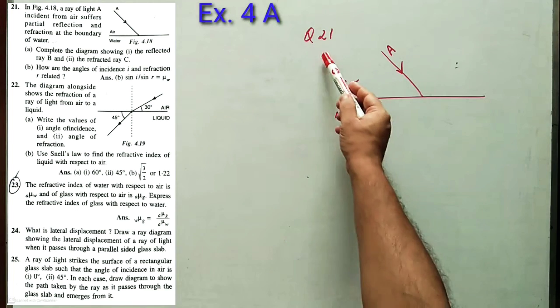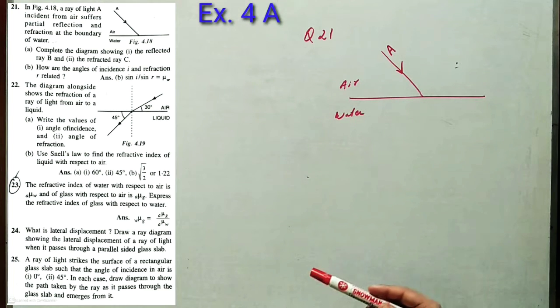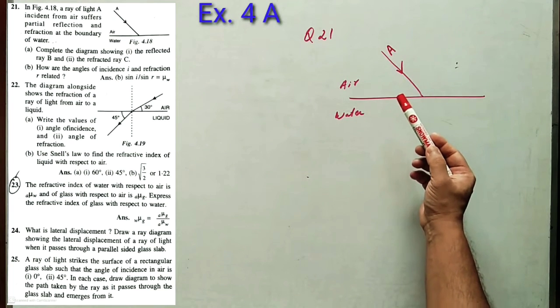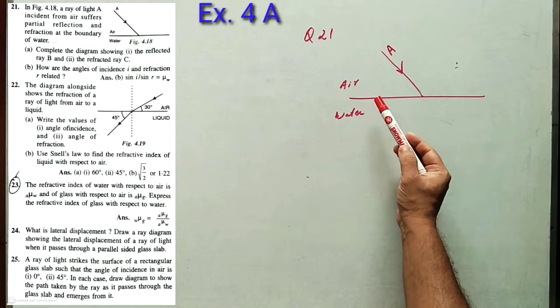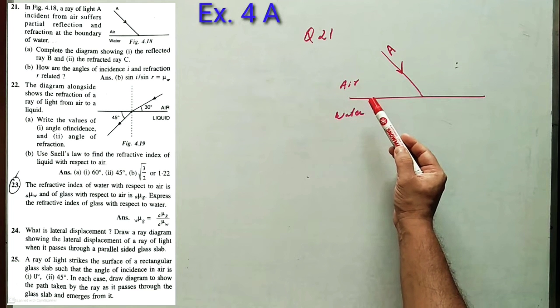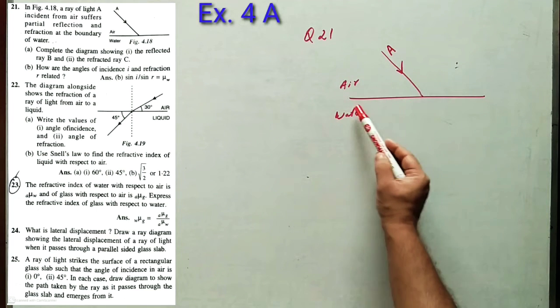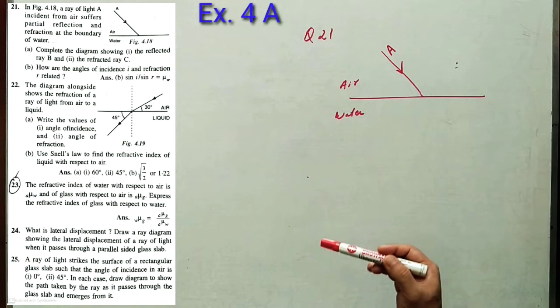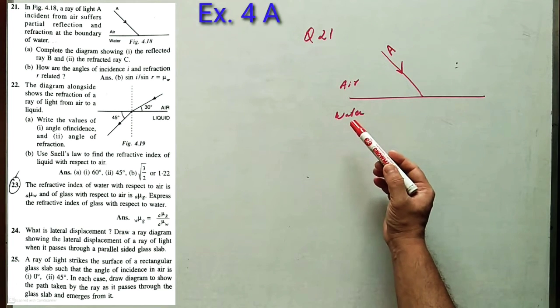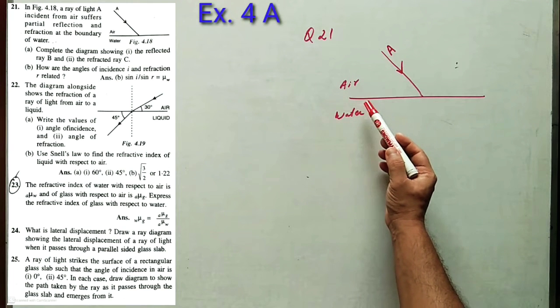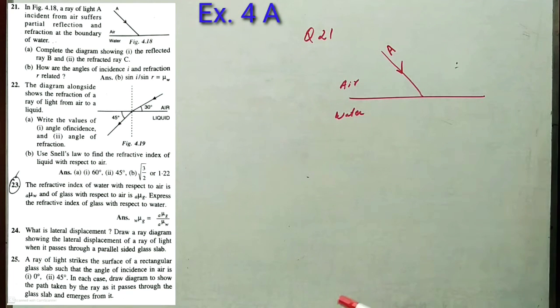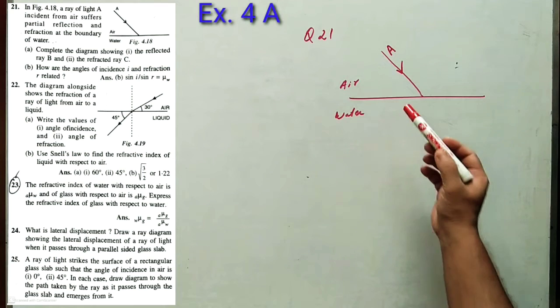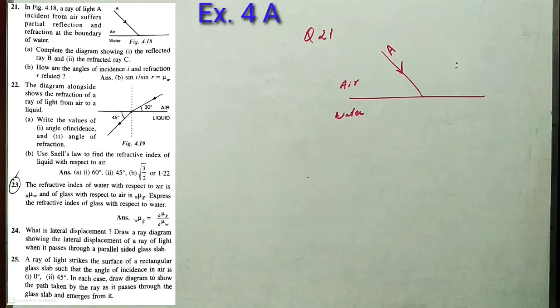Question number 21. We start with question number 21. Look at the screen, read the question thoroughly. A ray of light A incident from air suffers partial reflection and refraction at the boundary of water. So you can see the diagram on the board. The question first: complete the diagram showing the reflected ray B and the refracted ray C. You have to show the reflected ray and the refracted ray.